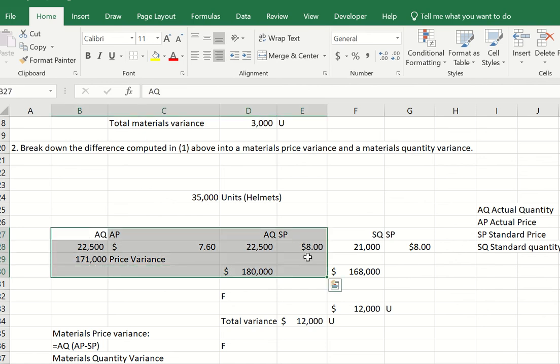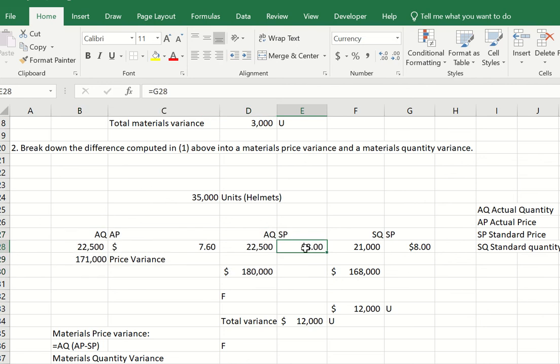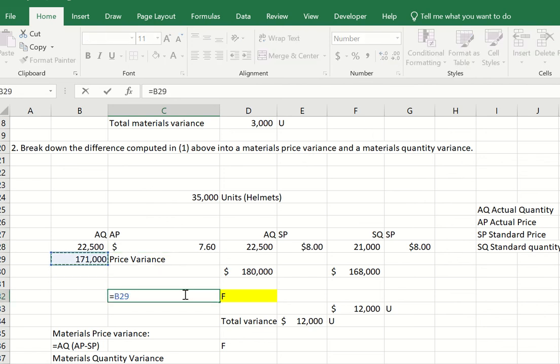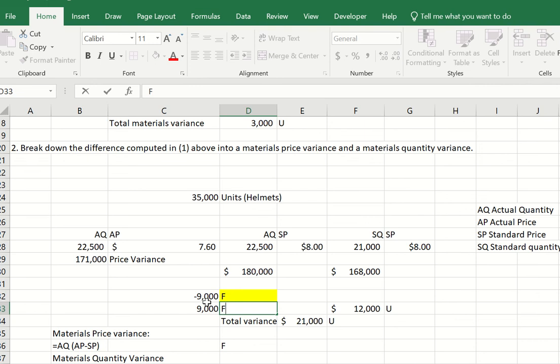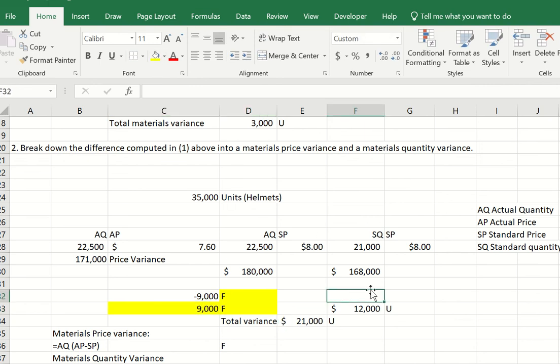Is this a favorable or unfavorable price variance? Well, we should have been paying $8. We paid $7.60. So this would be a favorable variance because we're paying less. So maybe we got a discount. How much favorable is it? This one minus this one would be 9,000, and we are underpaying. So negative 9,000 would be favorable, but we really display it as 9,000 favorable. We don't usually do a negative number, but it is 9,000. We just say favorable or unfavorable.